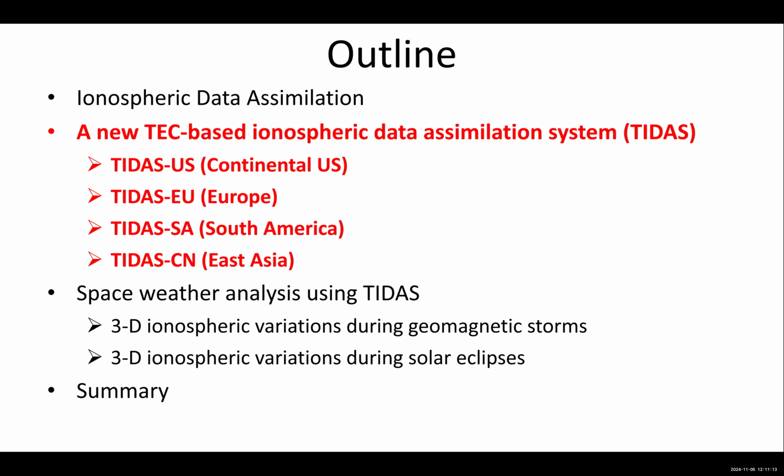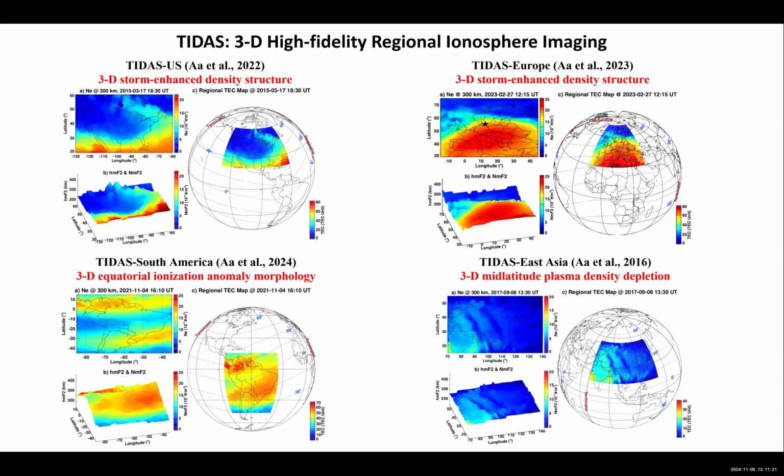So here I'm gonna briefly introduce you to the TIDAS data simulation system. It is a three-dimensional regional ionosphere imaging data simulation system. Now it has 4 different versions targeting different regions. So we have TIDAS over the continental US and TIDAS over Europe, over South America and East Asia.